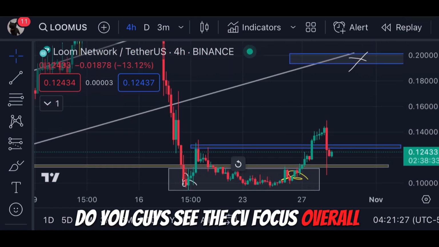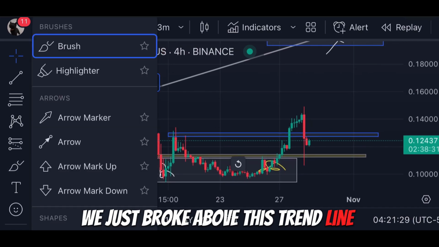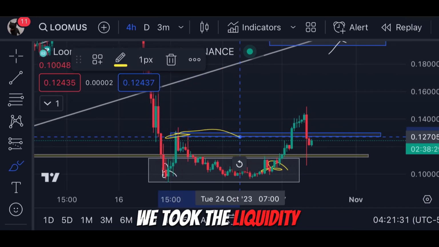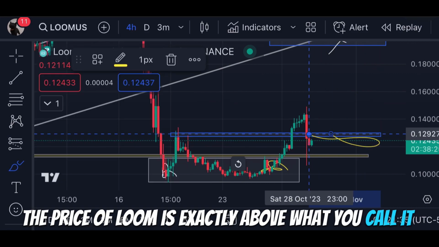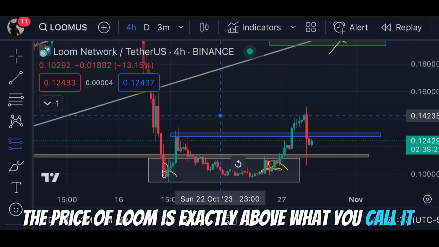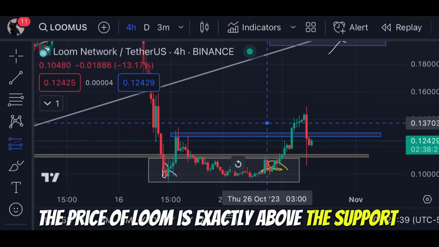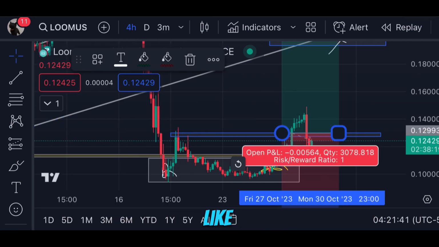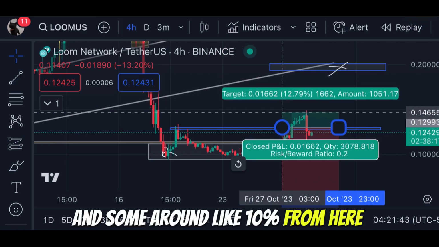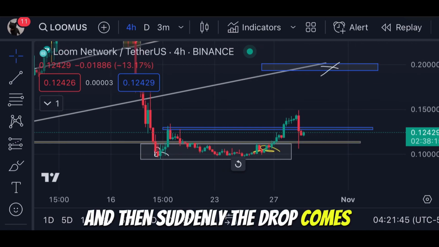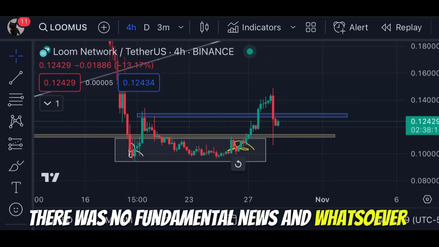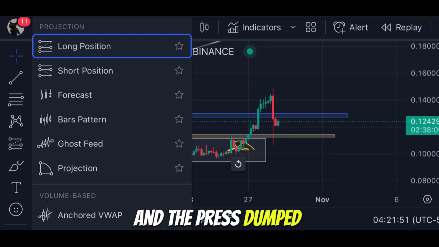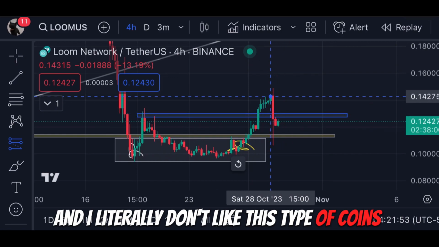If we focus overall, we just broke above this trend line. We took the liquidity, and there is a good amount of strength showing that the price of Loom is above the support, somewhere around 10% from here. And then suddenly the drop comes. I don't know why. There was no fundamental news whatsoever, and the price dumped. And I literally don't like these types of coins.